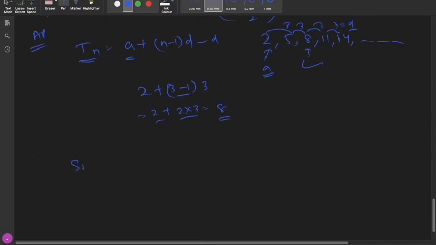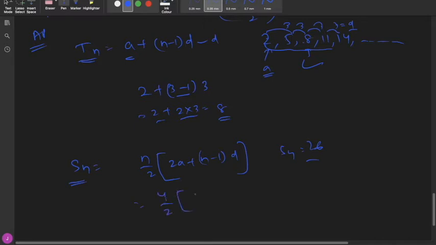Then one more formula in AP is the sum of n terms. Suppose I ask you to sum 4 terms of this AP. So what should be the formula? n by 2 into 2a plus n minus 1 into d. So this should be the formula. So I will be saying you add these 4 terms. How much you will be getting? 2 plus 5, 7, plus 8, 15, plus 11, 26, we should get according to this formula.